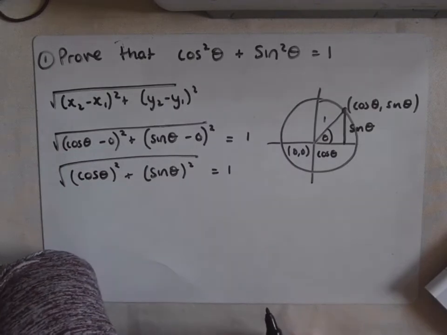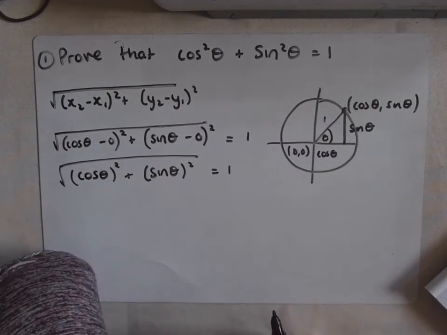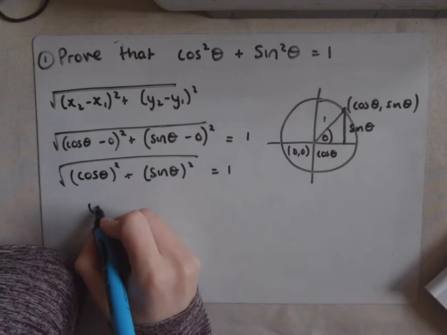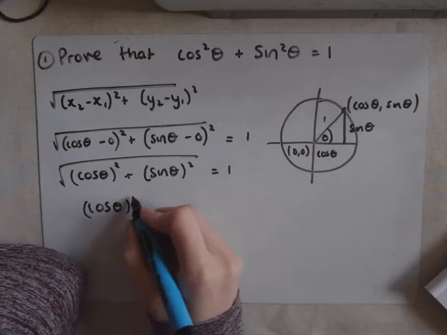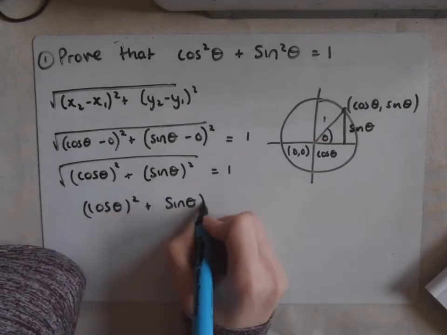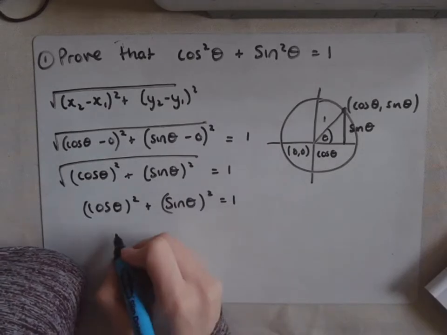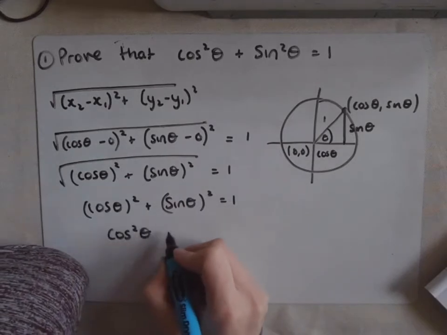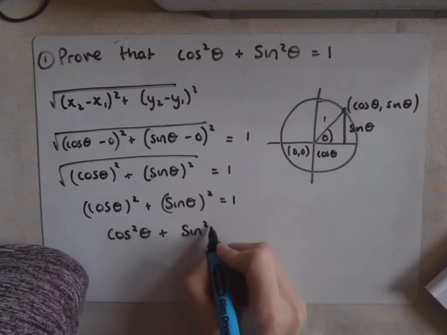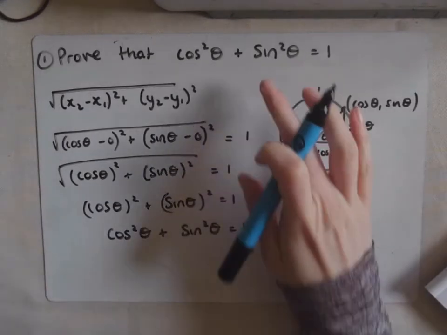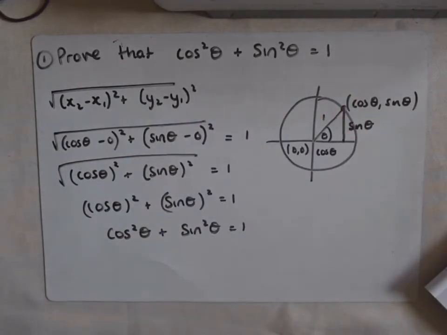And if I want to get rid of the square root, I need to square both sides. So you get cos theta to be squared plus sine theta to be squared, which is 1. And I know cos theta to be squared is written cos squared theta plus sine squared theta. So I've proven it now.